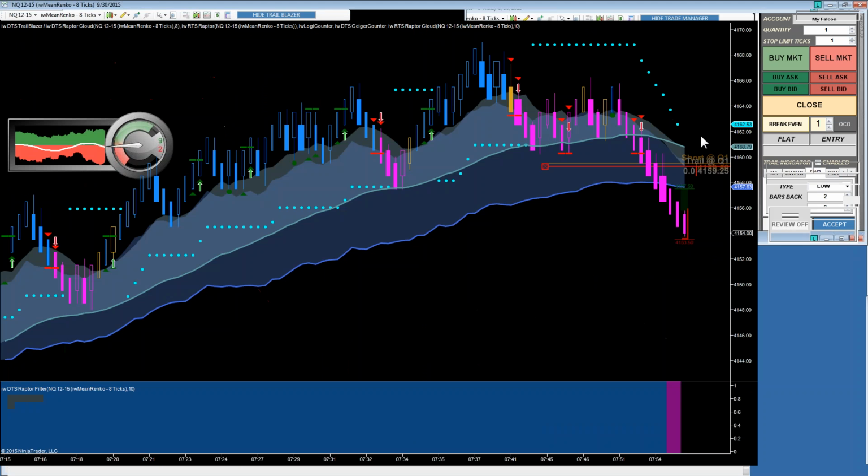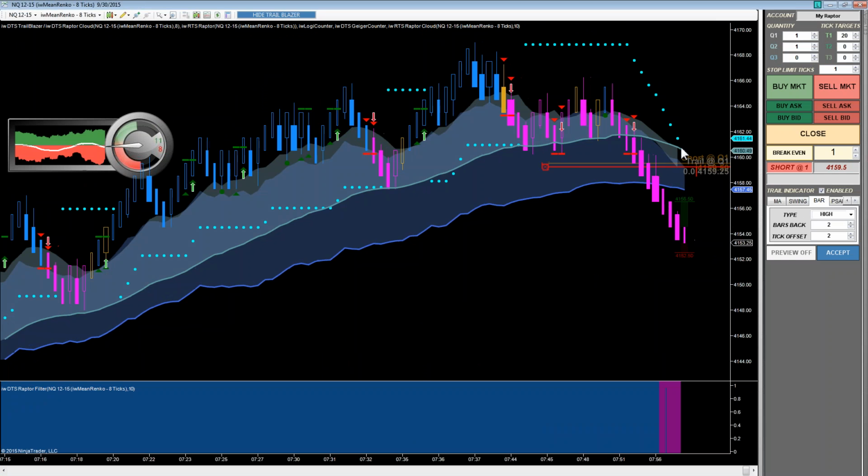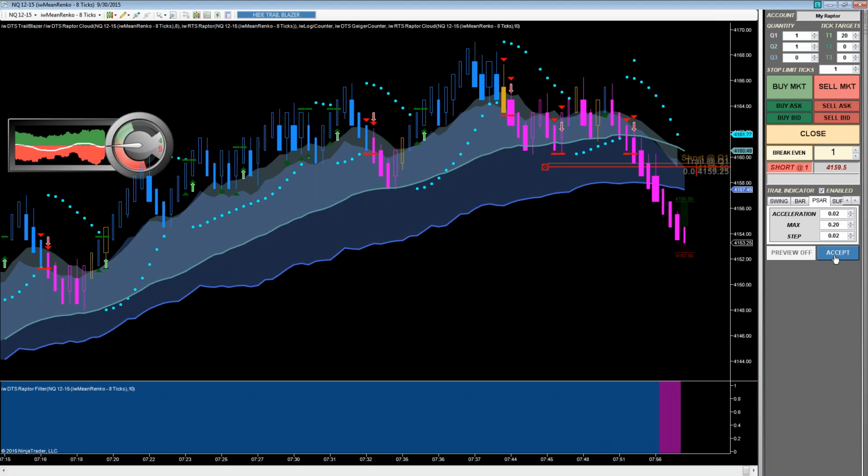So here with the Raptor right now, you can see we've hit our profit objective, hit our break-even trigger. So we took profit on one. I have one open contract remaining. I'm going to go with something more aggressive like the parabolics now. And you're going to see the parabolics manage the rest of my trade, essentially freeing me up to take a look at other opportunities.